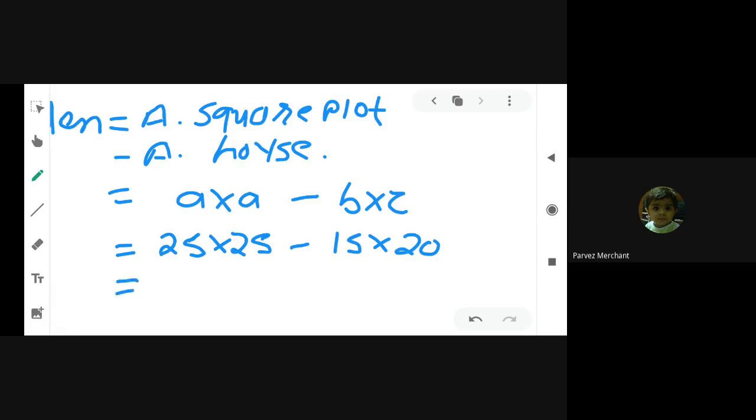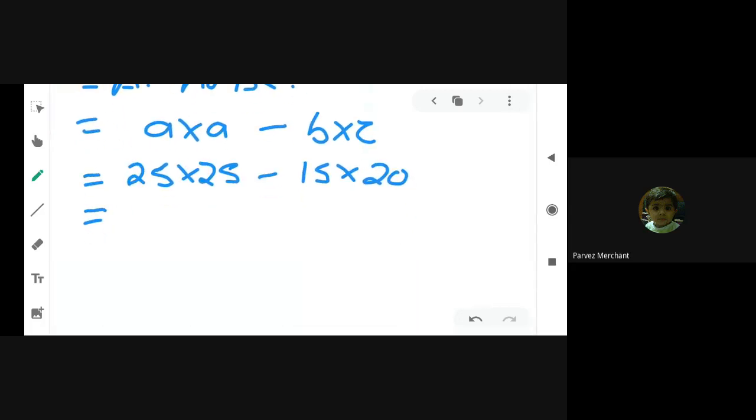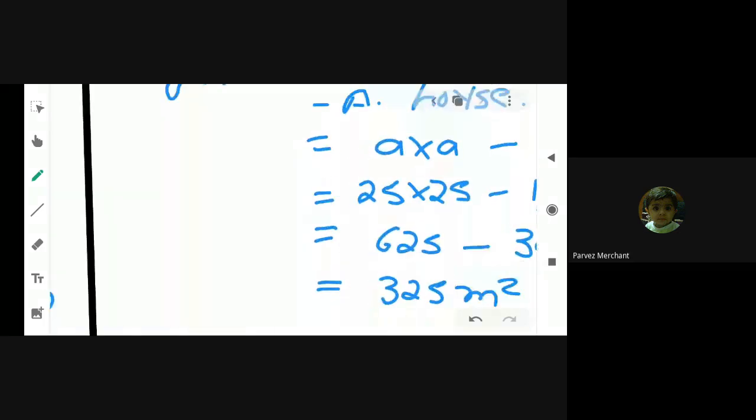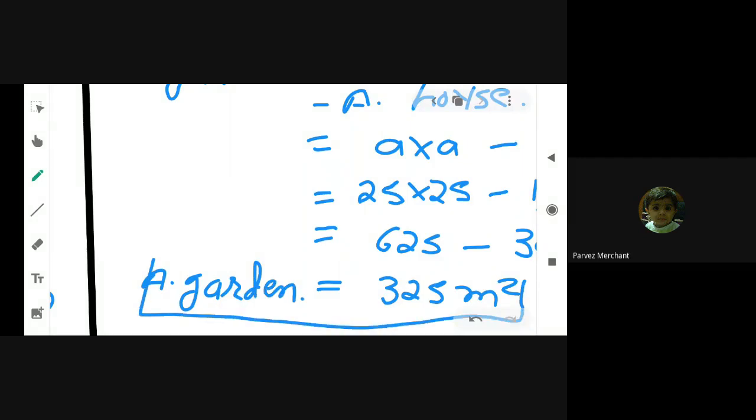So 25 into 25, 625. Yes or no? Minus 15 twos are 300. Now subtract: 625 minus 300. We get 325. 325 meter square is the area of the garden. Yes or no? Yes, sir.